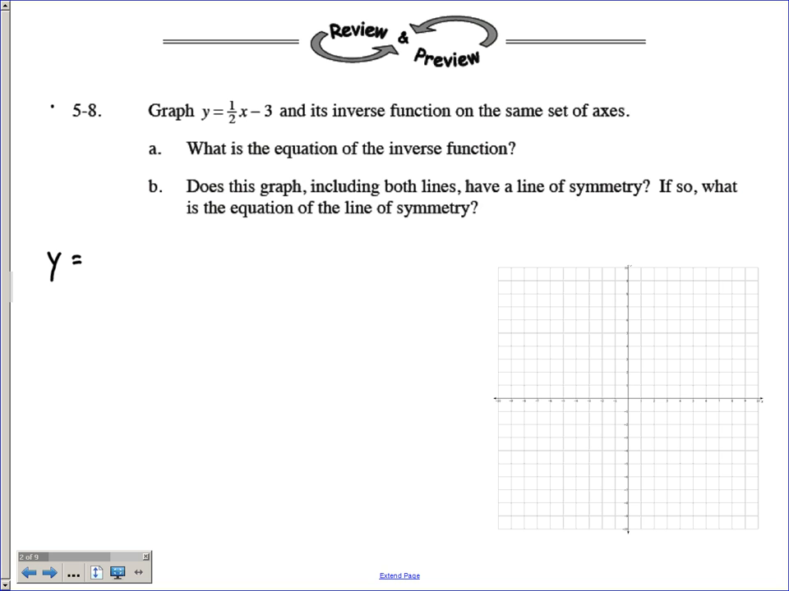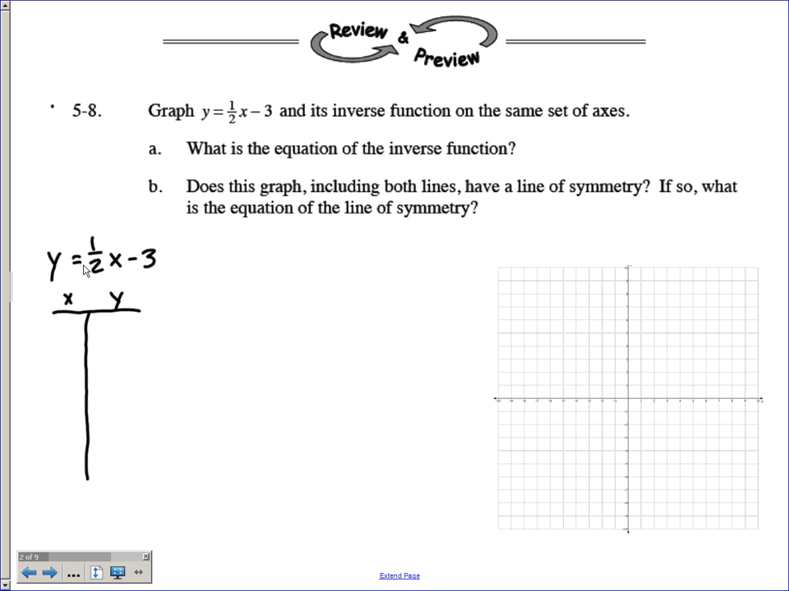Y equals 1/2 x minus 3. Now, depending on what you did in your class today, there are different ways to come up with the inverse function. But before we do it, let's graph this one. And as I do it, I am going to go ahead and record the points on a table. So those would be my inputs and my outputs.